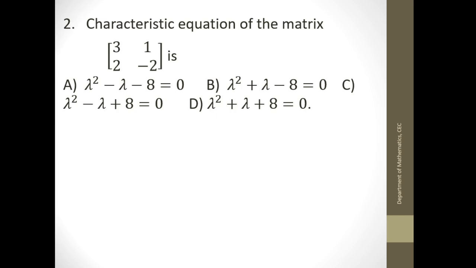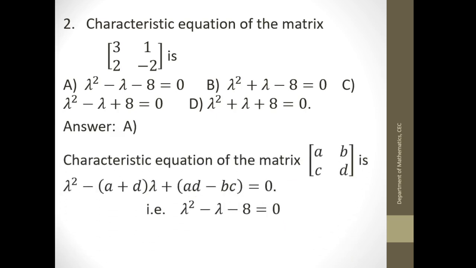Characteristic equation of the matrix. Just remember the formula to find the characteristic equation of the matrix A, B, C, D. Lambda square minus the sum of the diagonal elements A and D into lambda plus the determinant of A, that is AD minus BC. Therefore, it is lambda square minus, the sum of the diagonal is 3 minus 2, that is 1, so 1 lambda, plus the determinant of A, which is minus 6 minus 2, that is minus 8. So the answer is A.